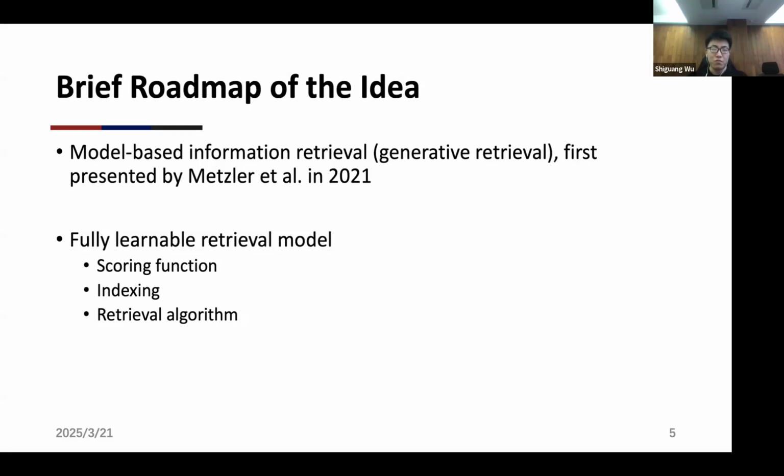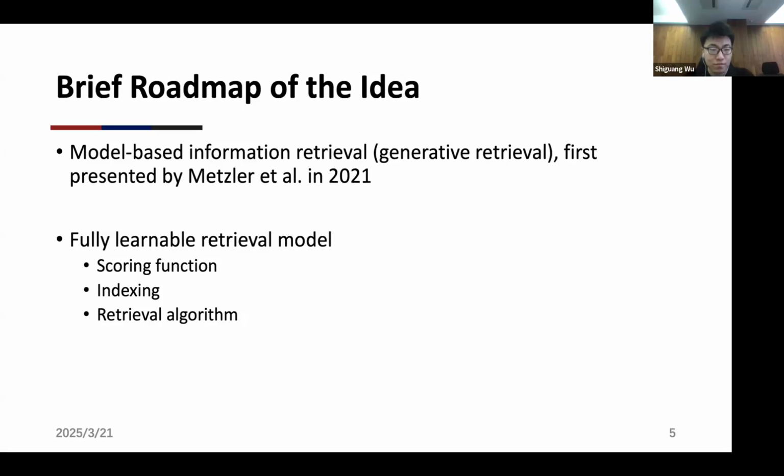this model-based information retrieval model is about how we can build a fully learnable retrieval model. So we can let a big neural network do all the stuff, do all these three elements, like scoring function, indexing, and the retrieval algorithms. We don't have to care anything about it. We don't have to design anything. So we let the model decide how to design these three elements in a data-driven way. So this is the core idea. So it's quite a popular idea to neuralize everything in a paradigm.